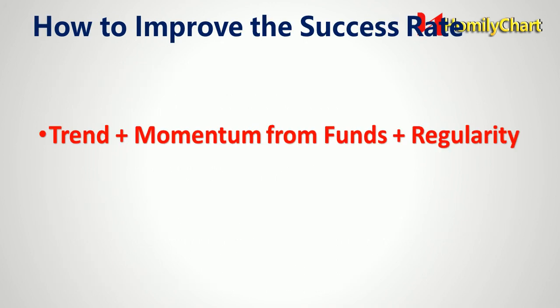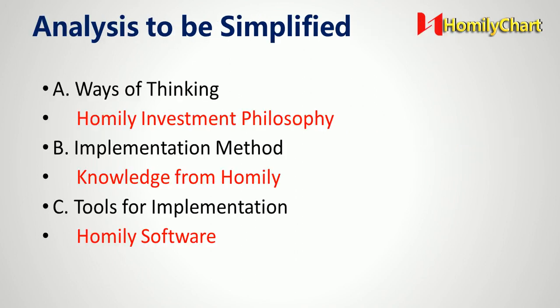So how to improve the success rate? Trend is the first. The next one, momentum from funds, then regularity. These are the three important factors, important information, okay? Trend, momentum from funds, and regularity.